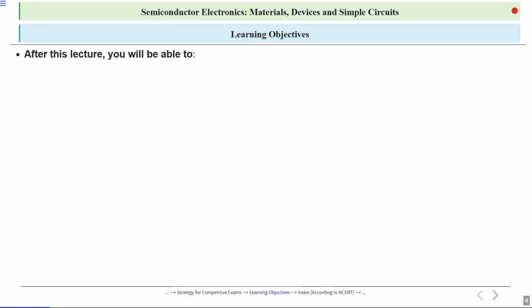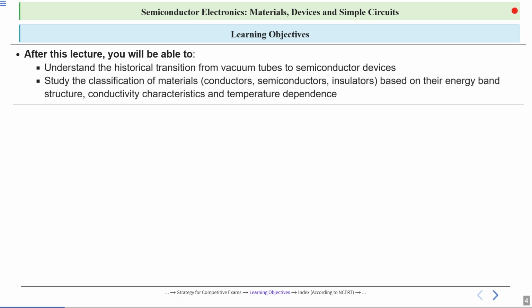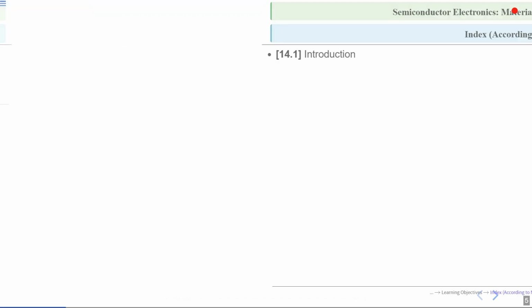Let's start by looking at what you will be able to understand after this lecture. After this lecture, you will understand how electronics evolved from vacuum tubes to semiconductors, highlighting key historical milestones and the impact of this transition on modern technology. You will study how materials are classified as conductors, semiconductors, or insulators based on their energy bands, conductivity, and how temperature affects their electrical properties.